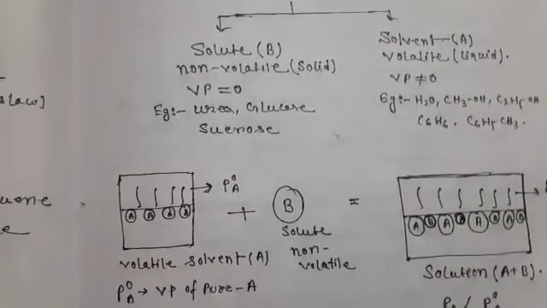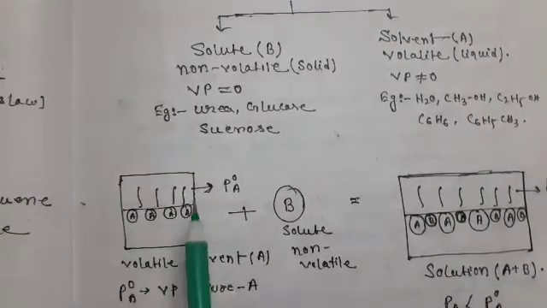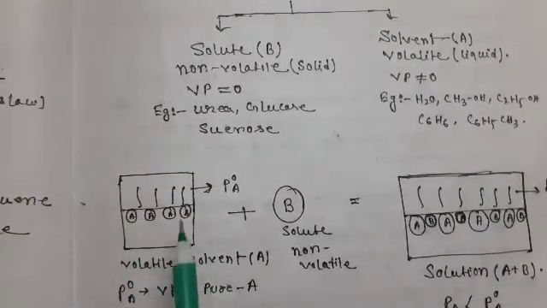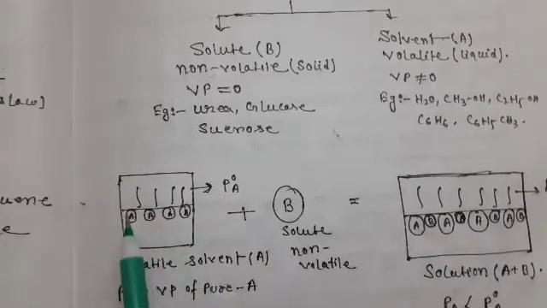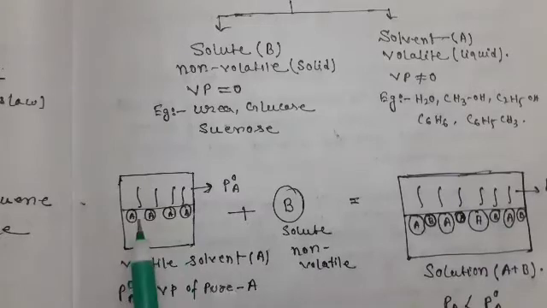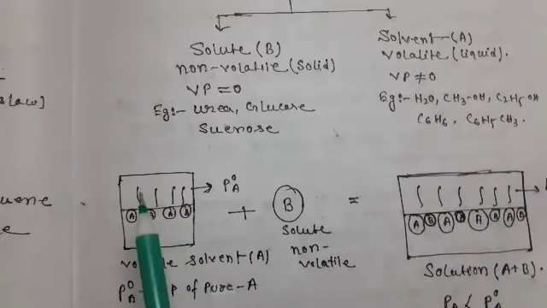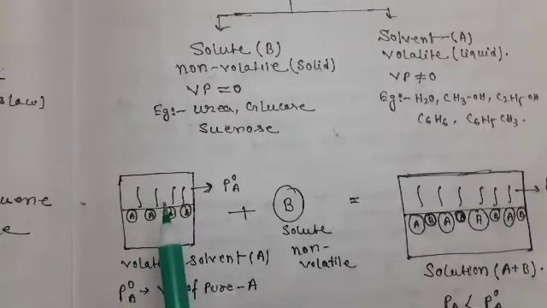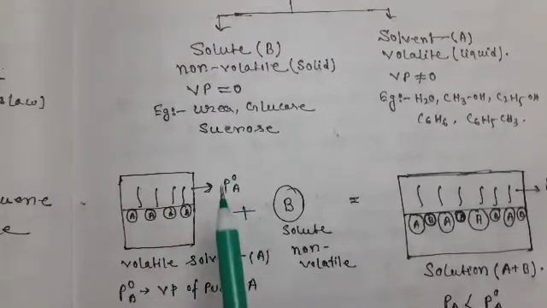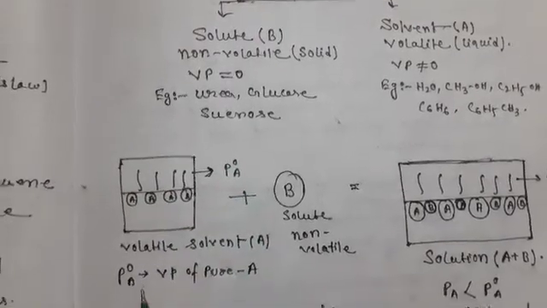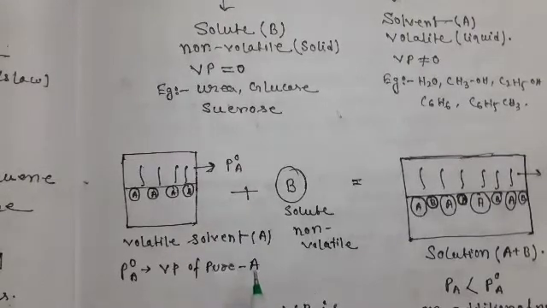Now see this picture, that is a closed container containing a volatile liquid, that is liquid A, and the surface of this liquid contains A molecules. Those A molecules evaporate and exert a pressure on the surface area. This is denoted by P naught A. Here P naught A is the vapor pressure of pure liquid A.